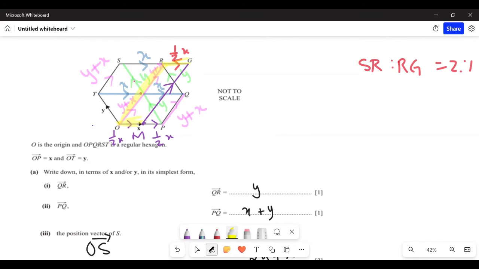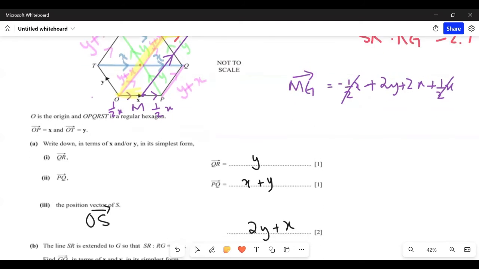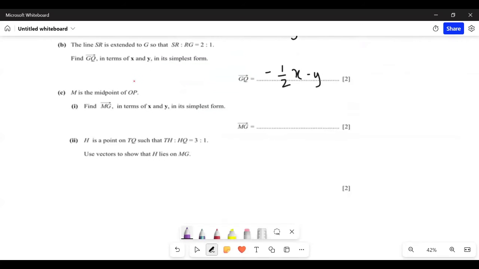Let's do it over here. So we're finding MG. First I'm doing negative half X plus 2Y plus 2X, and then plus half X. So that's just 2Y plus 2X. So MG is 2Y plus 2X, or 2X plus 2Y.